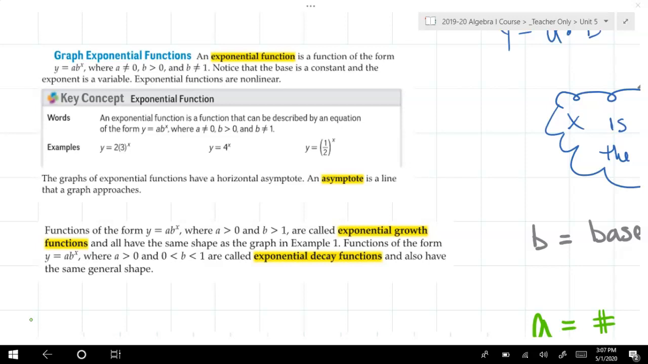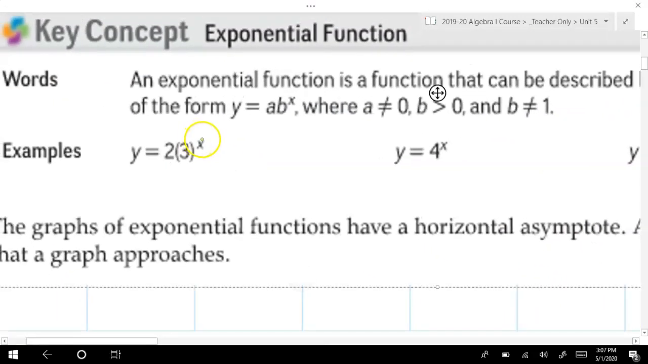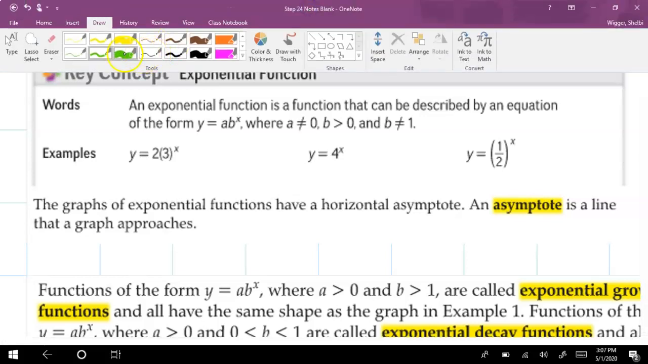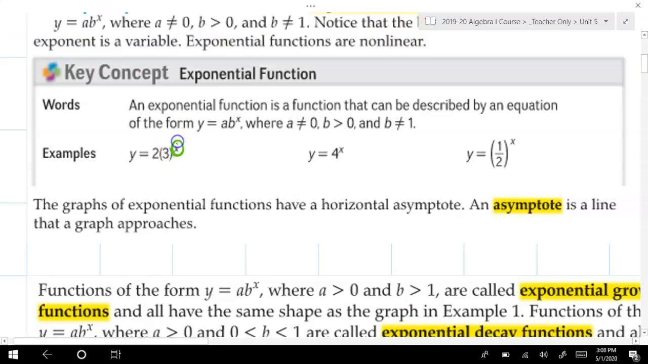So let's look at these examples of exponential functions. y equals 2 times 3 to the x power. We know this is exponential because x is up in the exponent. So a would equal 2, b is equal to 3, the base of the exponent. And if b is greater than 1, we know that this is going to show growth. 3 is greater than 1, therefore this equation is going to show growth.